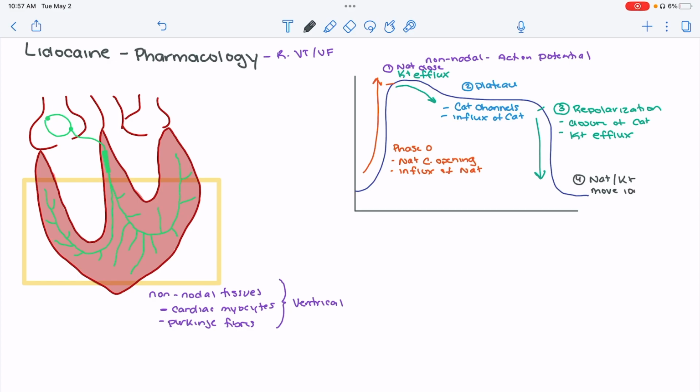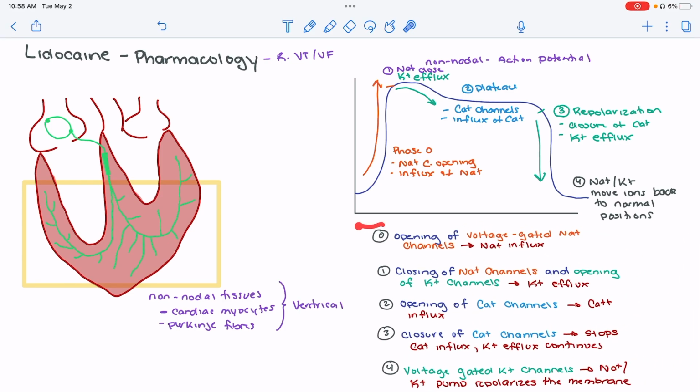So we start to see movement of these ions back to their normal positions. That is what's going to allow for us to have another action potential following this. So what we'll do is we'll recap in a list form here.